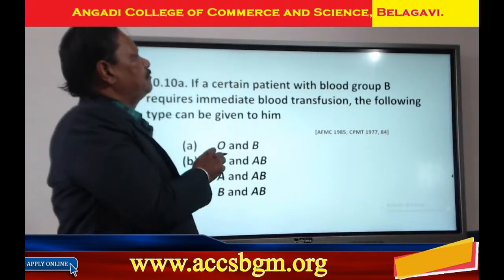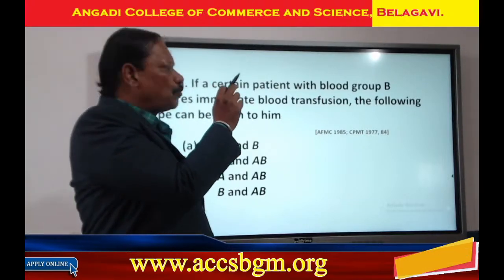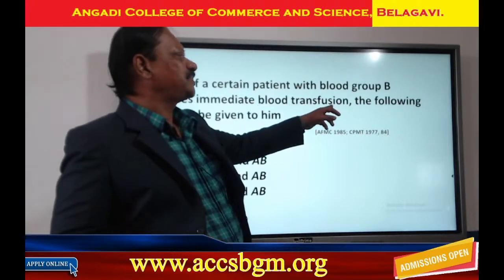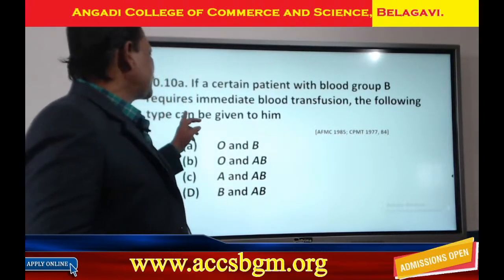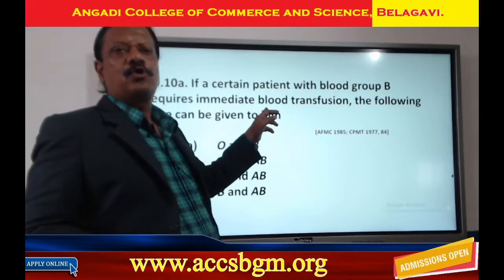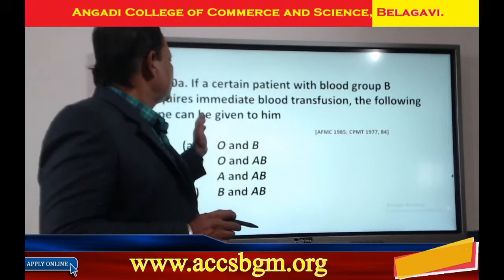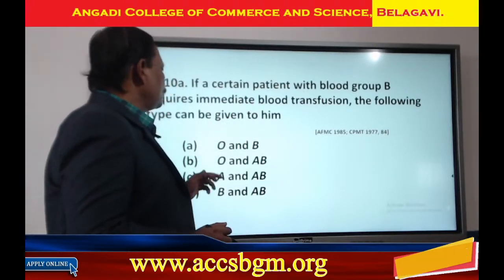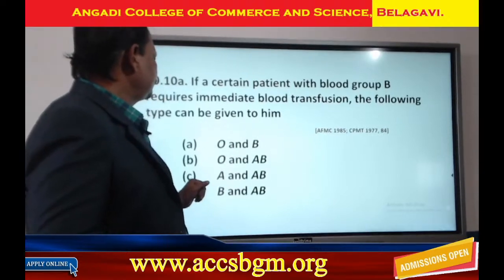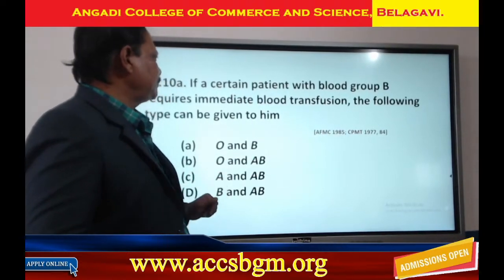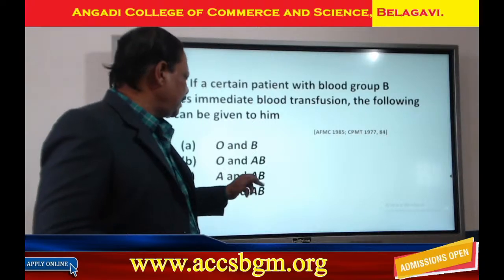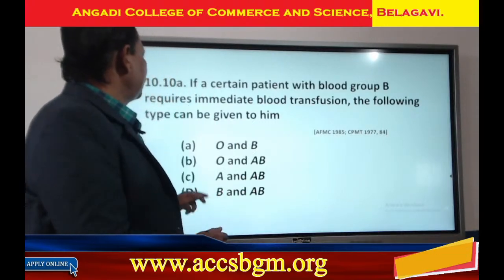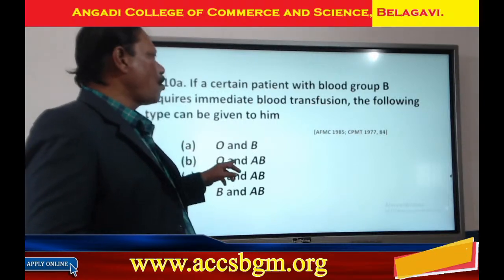If a certain patient with blood group B requires immediate blood transfusion, what following type can be given to him? Just see the options: O and B, O and AB, A and AB, B and AB. The right answer is option A, that is O and B.